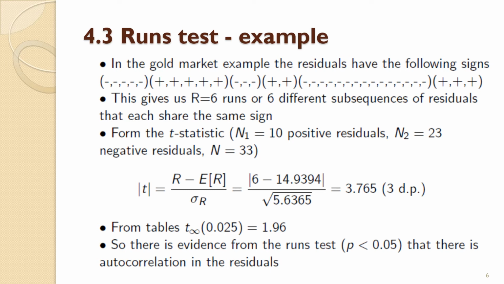So you can form the statistic in this case like this, and it turns out that the statistic is 3.765. The value needed from tables is 1.96. So the t-value is bigger than 1.96, which is the right value from tables. So using the little trick, if you're doing this correctly, with the inequality signs put in a different way, this indicates that p is less than 0.05. So there is evidence from the runs test that there is autocorrelation in the residuals.